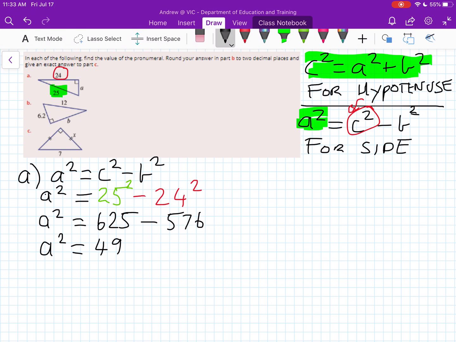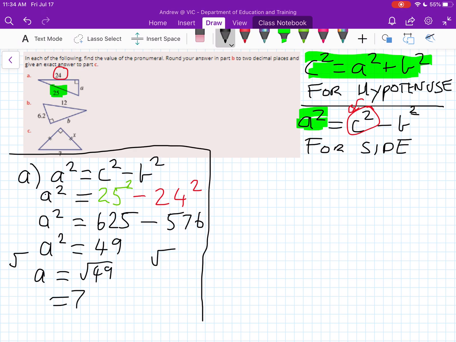So now we need to get a by itself, so we square root it. That's the opposite of square, so the square root of 49, which is equal to 7. Okay, so that's how we work out a. Okay, b here, this one is pretty similar, except we need to work out with a decimal.